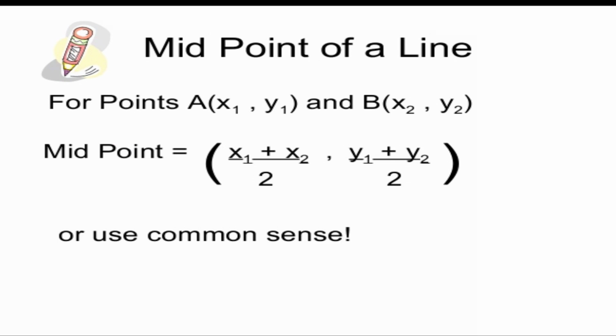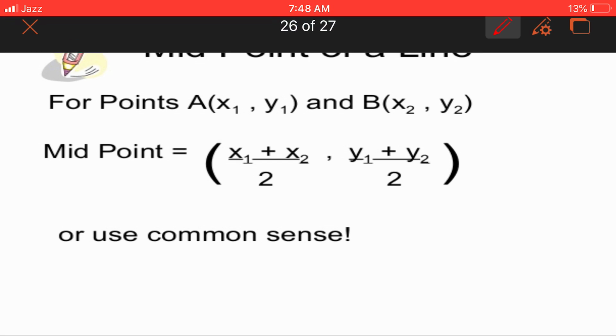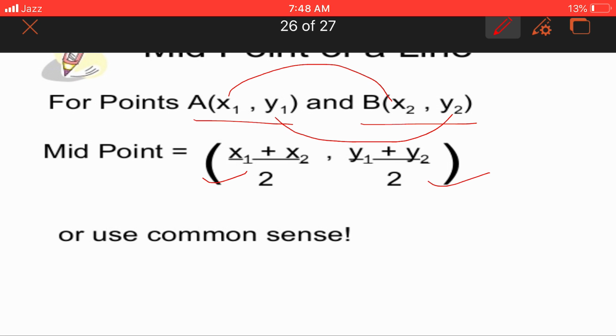Now come to the last topic, which is the midpoint of a line. Midpoint is calculated by taking the simple average of the points. If we have two points, A (x1, y1) and B (x2, y2), then just calculate the average of each coordinate, that is x1 plus x2 divided by 2, and y1 plus y2 divided by 2. This coordinate will be the midpoint of the line segment joining A and B. So the midpoint will be (x1 plus x2) upon 2 and (y1 plus y2) upon 2.